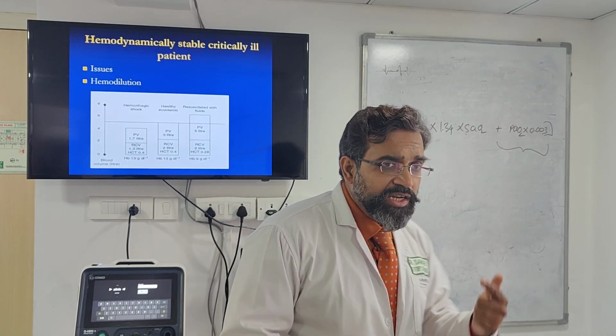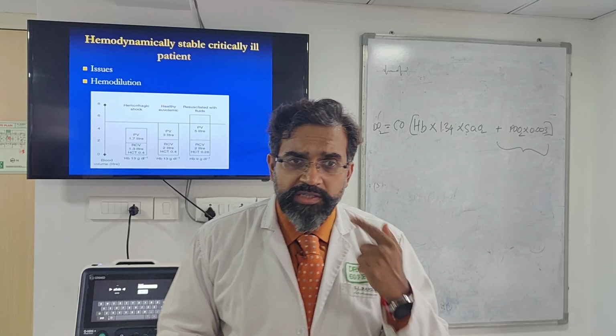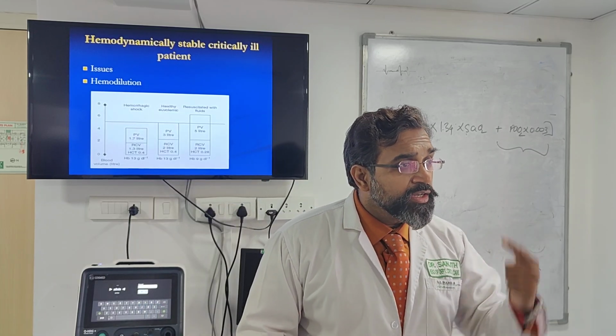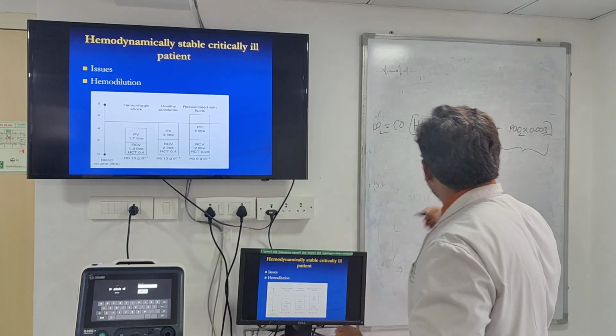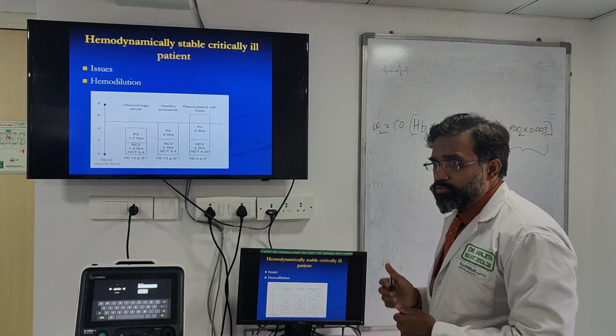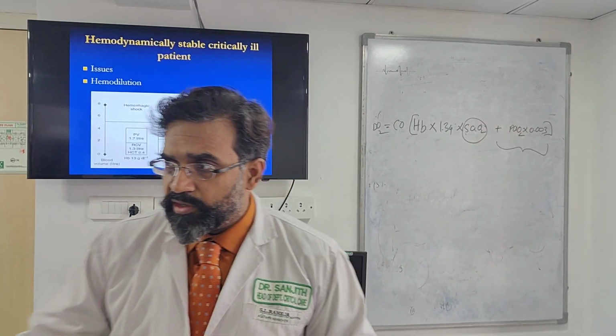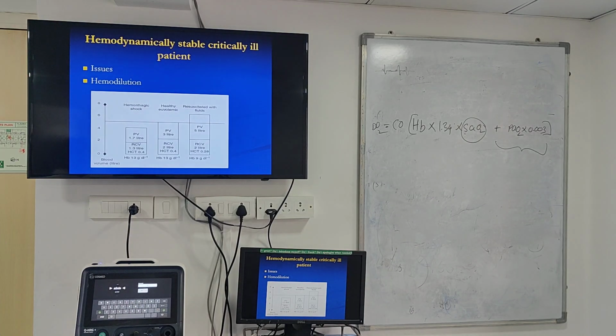And that is the reason that even when you're dealing with big protocols like ARDSNet, you actually look at saturation, because saturation is one of the most important things, right? So here saturation becomes very, very important, SpO2. So if I want to put this in the equation, write down the delivery of oxygen that you have in a normal individual, 70 kilos.